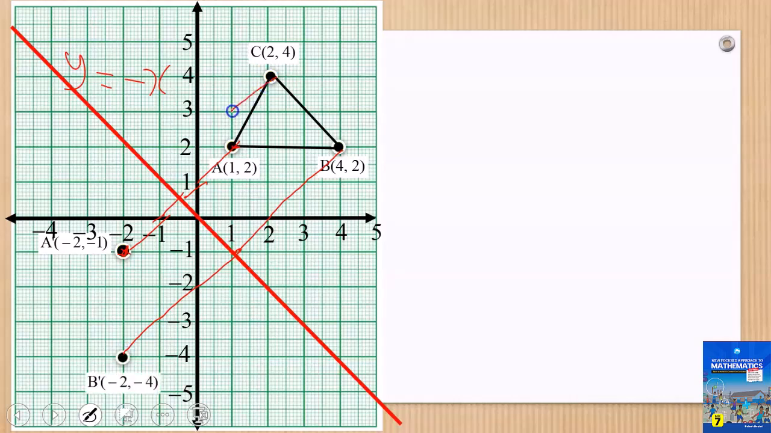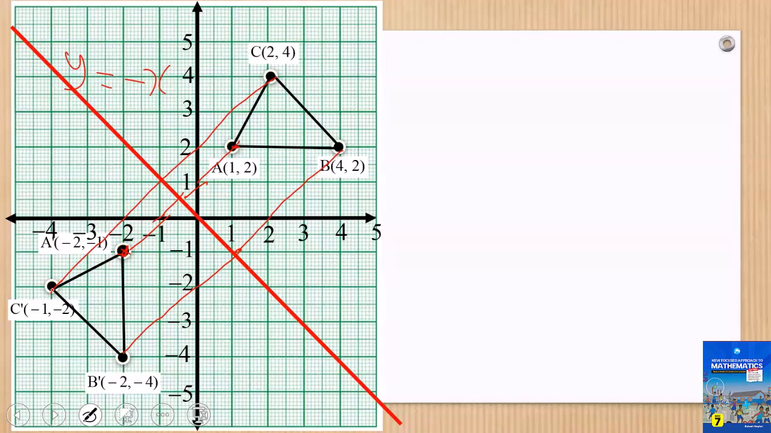Then C, we have 1, 2, 3. Then again we go 1, 2, 3. Then we get our point. When we join them together, we create this mirror image. And if you observe the A, B, and C, you can pause the video and look at it critically.